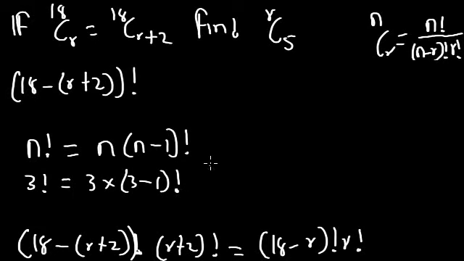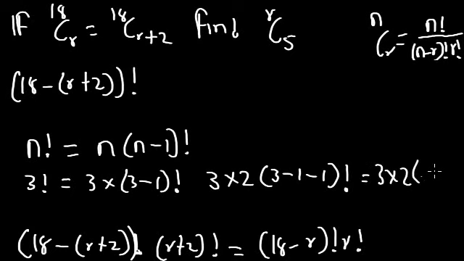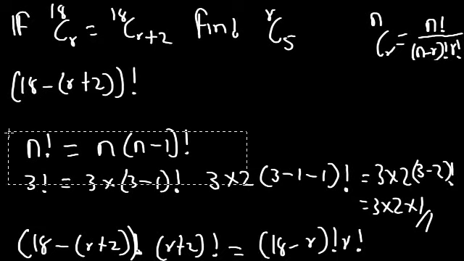It will be the same as 3 times 3 minus 1, which is 2, then multiplied by 3 minus 2 factorial, which is the same as 3 times 2 multiplied by 3 minus 2 factorial, which will be the same as 3 times 2 times 1 factorial. And 1 factorial is simply 1. So that's the expansion of 3 factorial. This works on variables as well. You understand? So that's the idea we will be using right now.